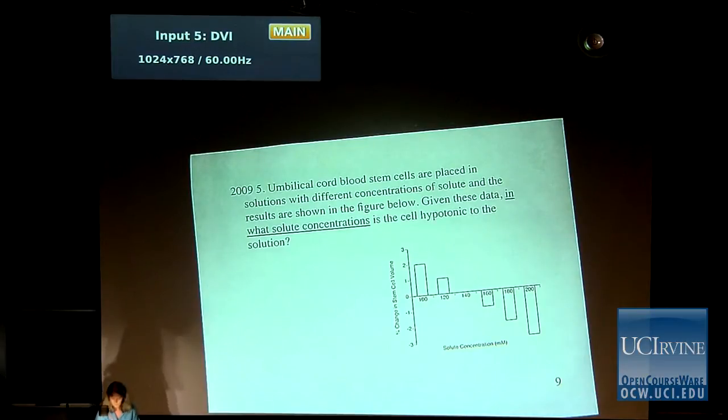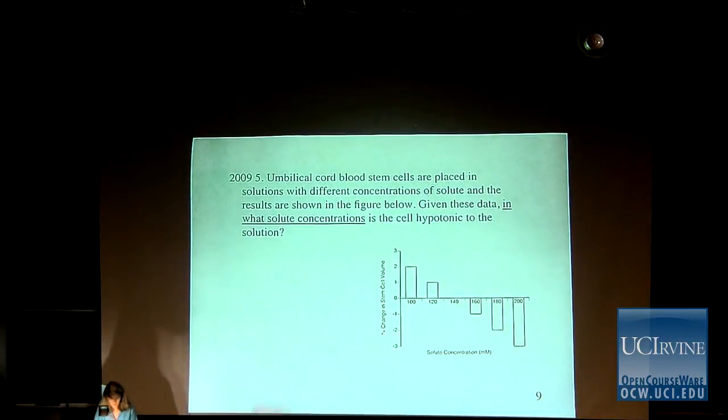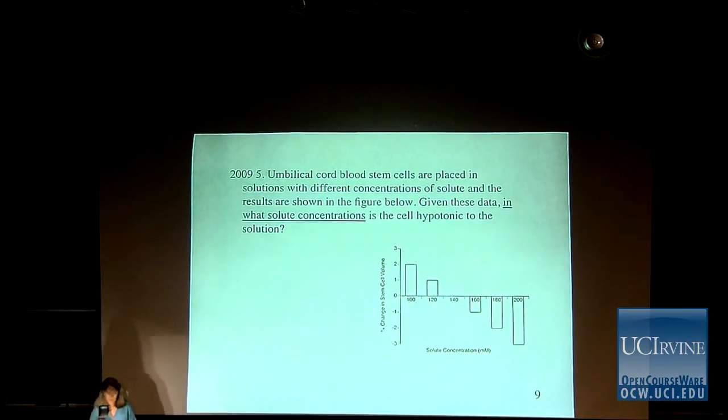Okay, here's the first one. This is a multiple choice one, but I'm not giving you the choices yet. Umbilical cord blood stem cells are placed in solutions with different concentrations of solute, and the results are shown in the figure below. Given these data, in what solute concentrations is the cell hypotonic to the solution? So talk about it for about a minute, and then we'll go over it.